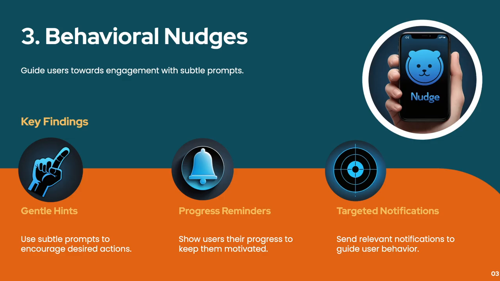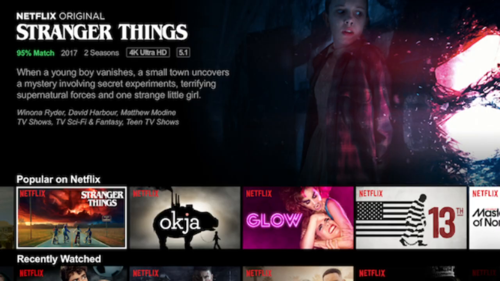Step 3, behavioral nudges. Nudges can be your secret weapon. I say can, but there's a caveat, which I'll get to in a second. Nudges are these small, subtle prompts that encourage users to take the next step without feeling forced. For example, Netflix automatically starts playing a preview when you hover over it to watch a show.